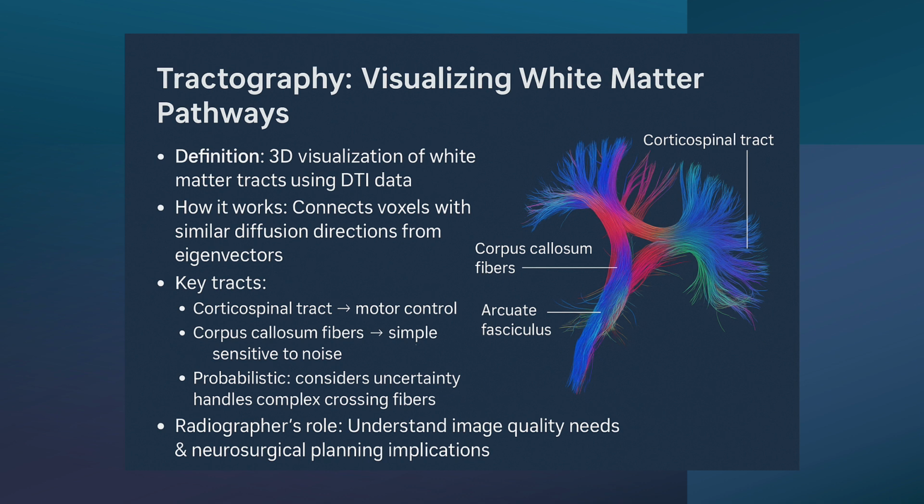There are 2 main approaches. So one, we have deterministic tractography, which is like following the most obvious path in a forest. So this is straightforward, but very sensitive to noise. And then we have probabilistic tractography, which accounts for uncertainty, especially useful in areas where fibers cross.